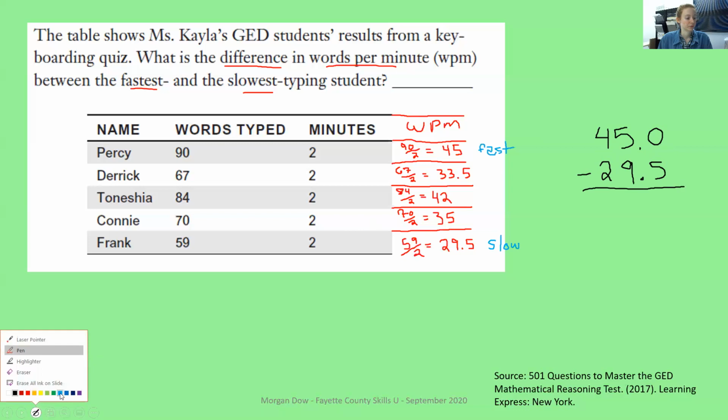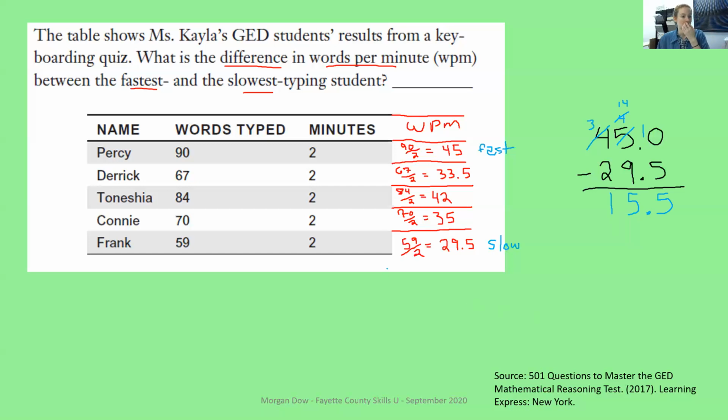Okay, so 0 minus 5, we can't do that. So I'm going to come over here and borrow. 5 will become 4, and 0 will become 10. 10 minus 5 is 5. Now we have 4 minus 9. Can't do that, so I'm going to come over here and borrow. This will become 3, and my 4 will become 14. 14 minus 9 is 5. And 3 minus 2 is 1.